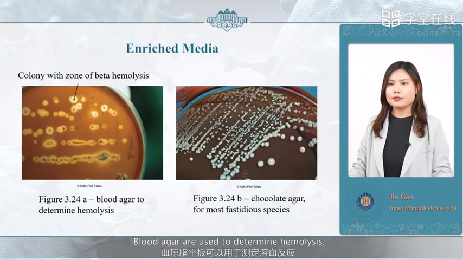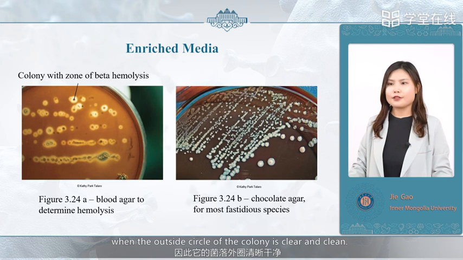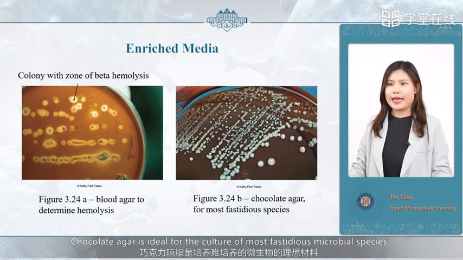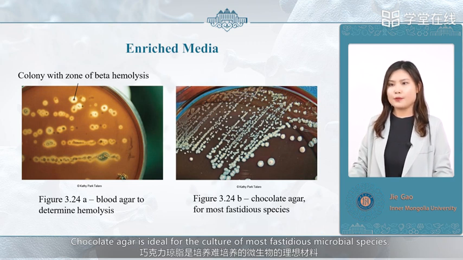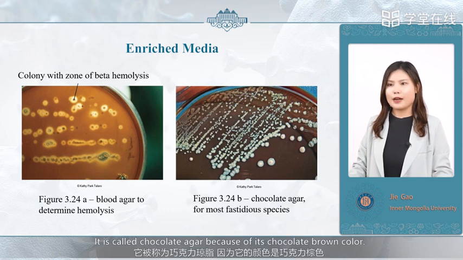Blood agar is used to determine hemolysis. The left figure points out a colony with a zone of beta hemolysis, when the area around the colony is clear. Chocolate agar is ideal for the culture of most fastidious microbial species. The brown color is the result of heating red blood cells and lysing them before adding them to the medium. It is called chocolate agar because of its chocolate brown color.